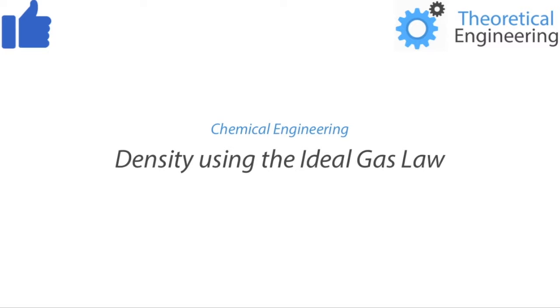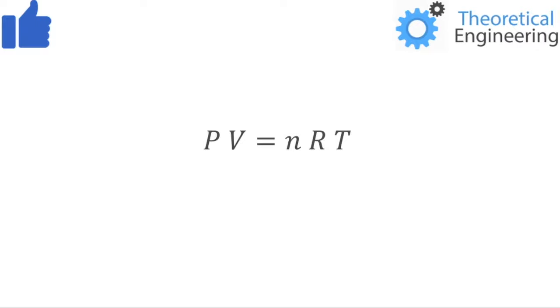Welcome to Theoretical Engineering. Today I'll be covering how to calculate the density of a gas using the ideal gas law. The ideal gas law states that PV equals nRT: P, pressure; V, volume; n, number of moles; R, the ideal gas constant; and T, temperature.